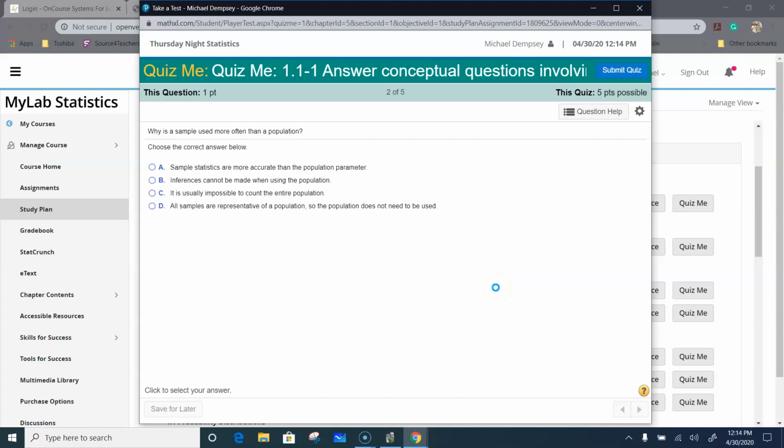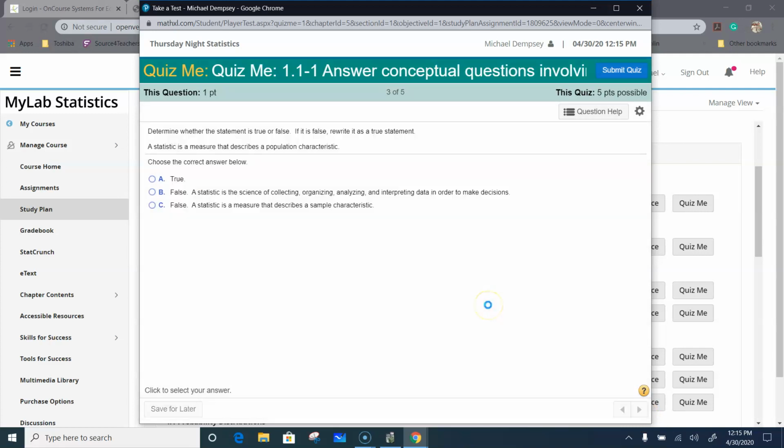Why is a sample used more often than the population? Really, this relates back to the first question, right? It's not that they're more accurate, but it's usually impossible to count the entire population, right? So samples come in very, very handy there. The last one here, all samples are representative, is not necessarily true, right? Simple random samples, or if we use some random element to get a representative sample, that would be helpful.